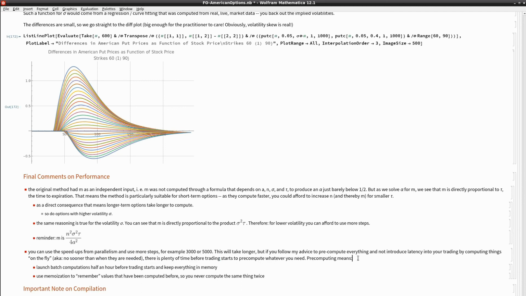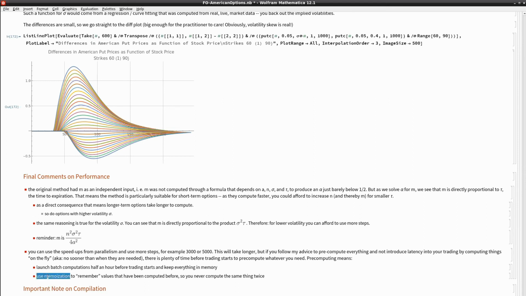Well, just start your pre-computing half an hour earlier. You know when the option market opens, it's 9:30 Eastern time. So start your computation at 9 o'clock Eastern time, right, or earlier. If you have a lot or your computation takes forever, start computing at 8 o'clock, right? Pre-compute everything so that you are ready when you need it. You can do this by launching batch computations half an hour before trading starts and keep everything in memory. Just don't crash the computer, please.